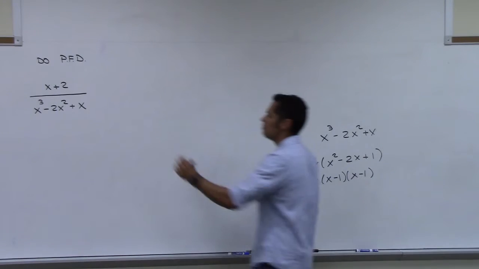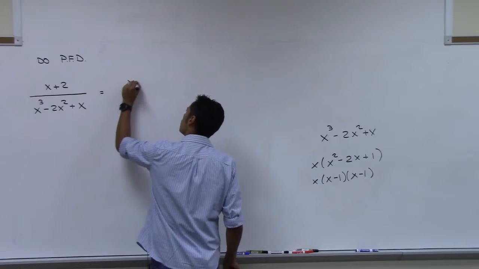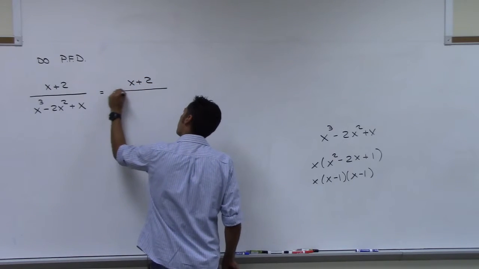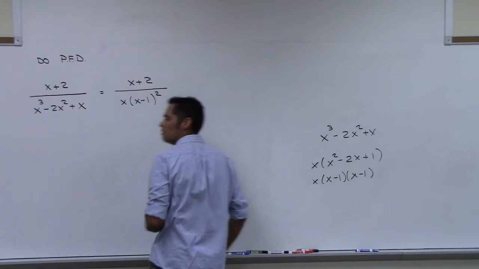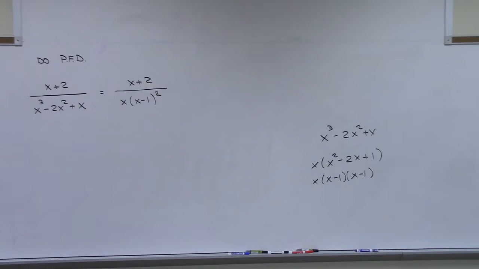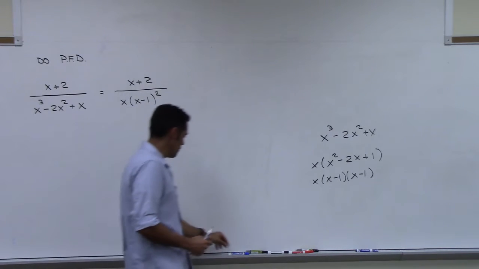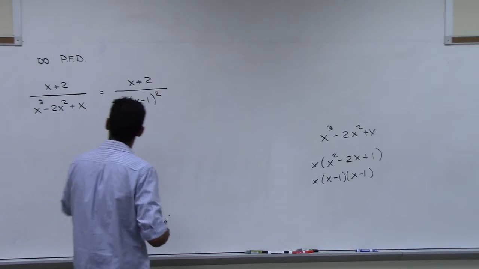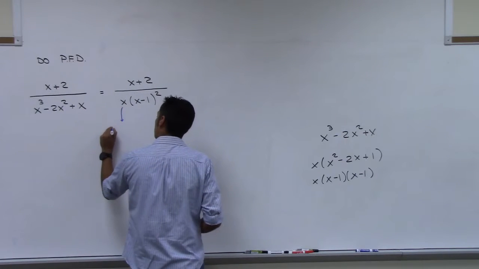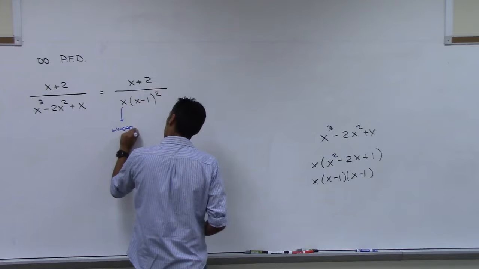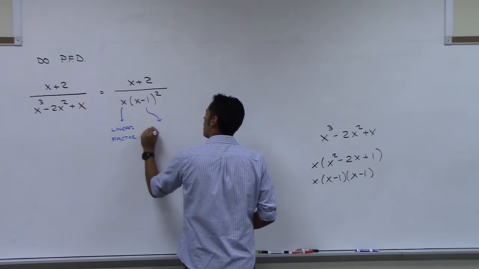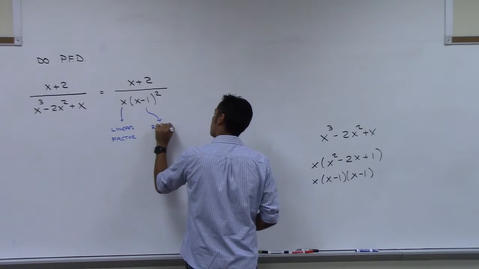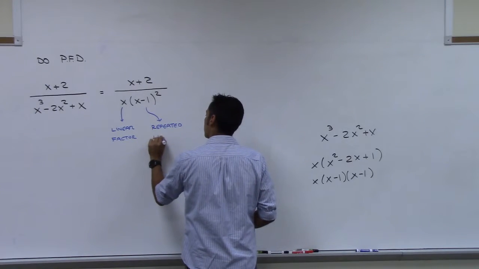Okay, so let's rewrite this. This is x plus 2 over x times x minus 1 squared. That x minus 1 is actually times itself, so that's squared. So what we have here is a linear factor. And then this one is a repeated linear factor.